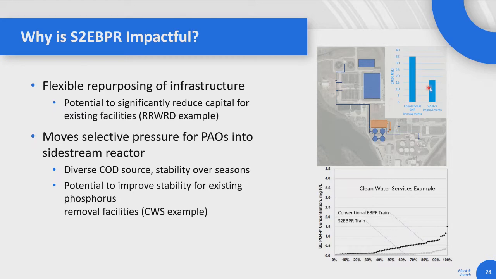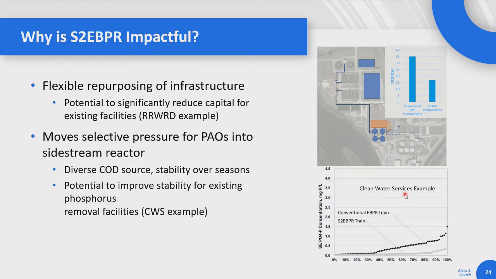And so when we look at one example facility where a conventional BNR was looking at like a $35 million investment, the S2EBPR reduced that to more like $18 to $20 million. And it's really just from repurposing of tankage and efficient use of carbon. The other major benefit that we're seeing in facilities is that by moving the selective pressure into the side stream reactor, you're diversifying your COD source, and you can see improved stability.